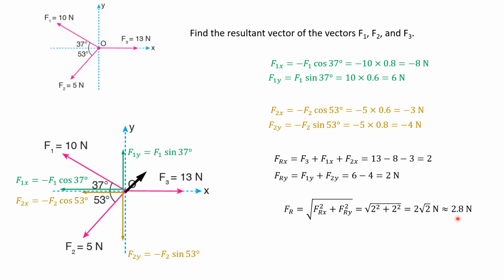So our answer is: the resultant vector is in the first quadrant, and it makes a 45 degree angle with either the x or y axis, and its magnitude is 2.8 newtons, and that's the answer.